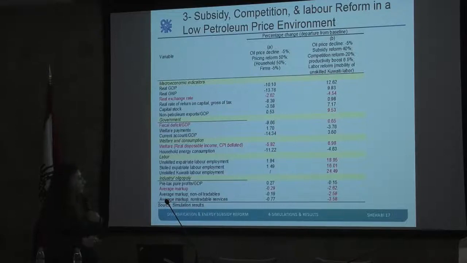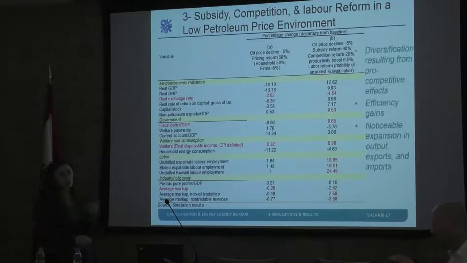Then there's, on the fiscal side, it's more sustainable. Importantly, welfare, huge improvement in welfare as well, relatively. And then finally, if you look here at the industry and oligopoly markups, there's a decline in markups, which basically means that this is an improvement in efficiency. There are efficiency gains that translate throughout the economy.